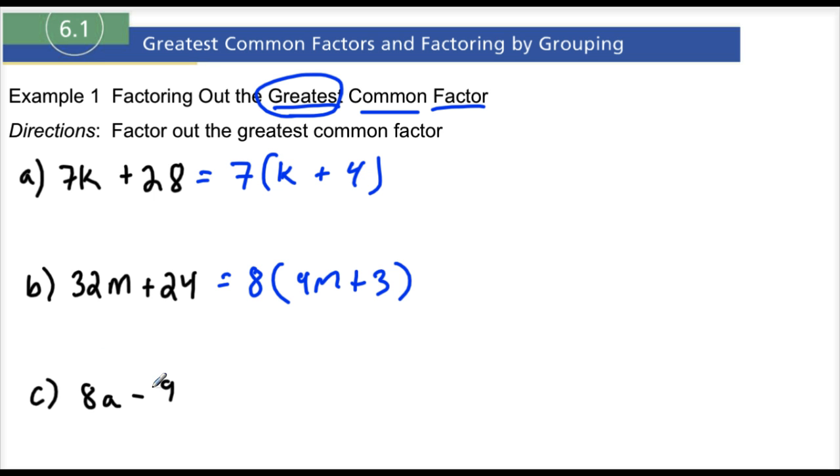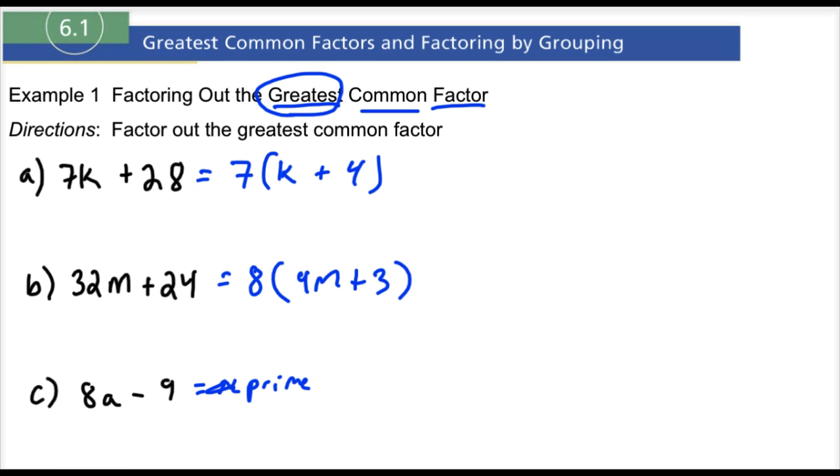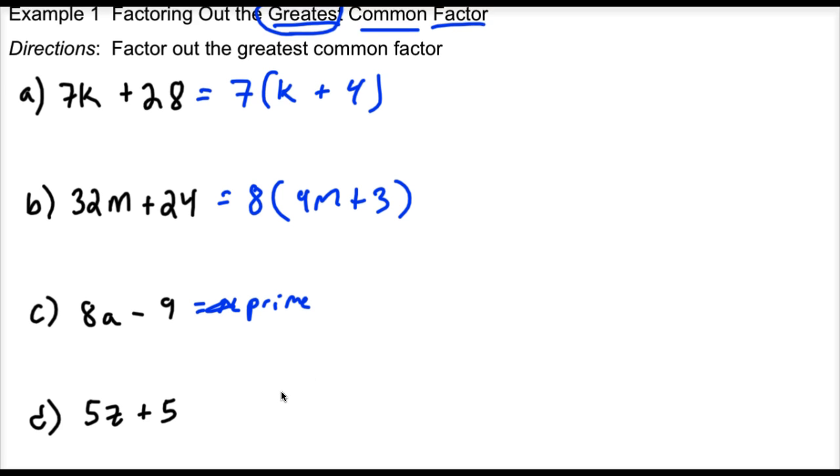How about 8a minus 9? Well, 8a and minus 9 don't have a common factor, so we just say that right there is actually prime. If something doesn't have a common factor and it's not factorable, then we just say that it's prime.